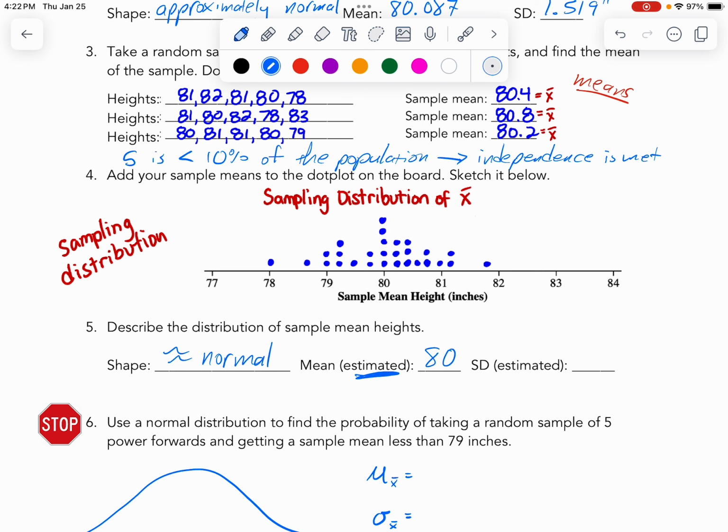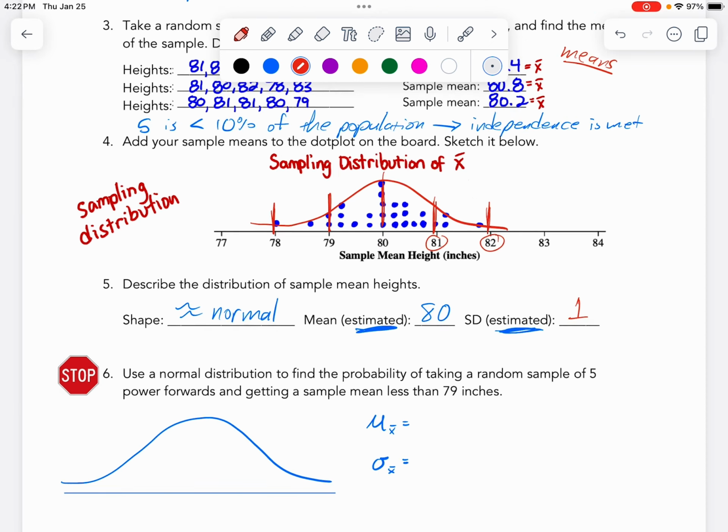And the standard deviation, again, estimated. What I would do is think, okay, if I draw a curve over this, remember most of the data is within 2 standard deviations. So if I went 1, 2, 1, 2, it looks to me, and then here's the middle. So like 82 would be 2 standard deviations up. 81 would be 1 standard deviation up. So I'm going to say the standard deviation is 1. It's an estimate, okay?